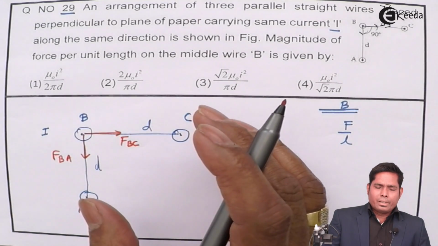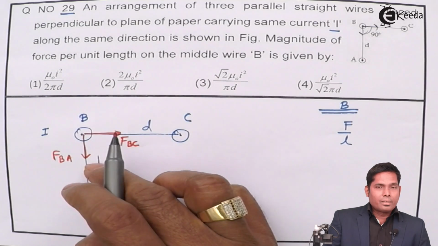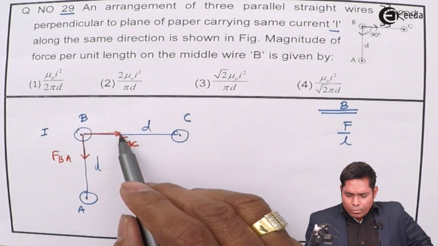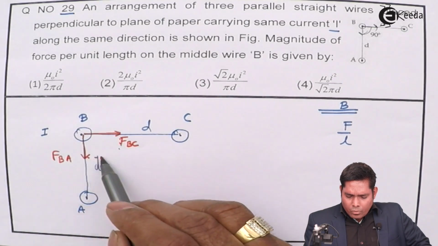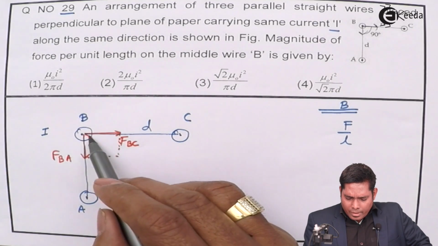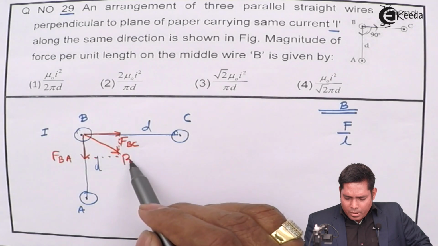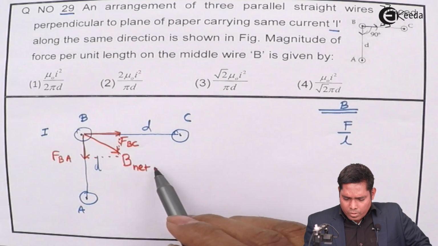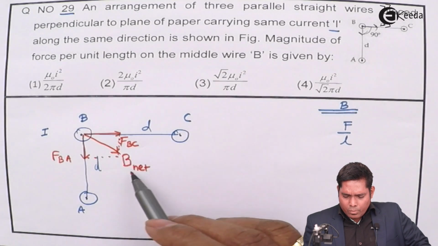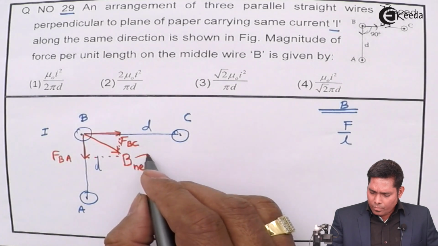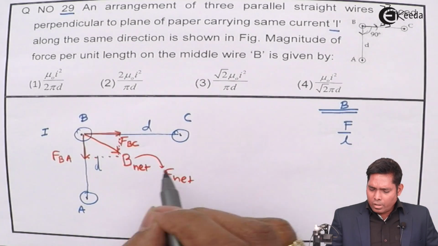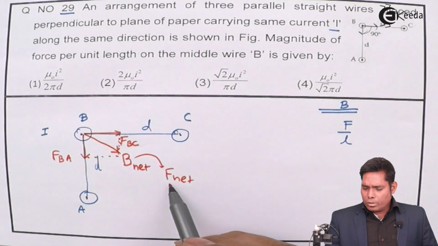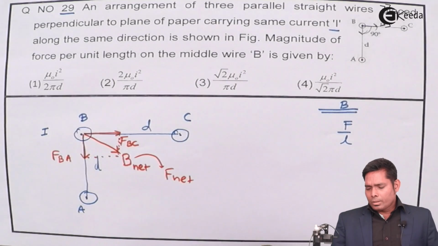So in resultant, these are the two forces acting, and these two forces will give a resultant force. Somewhere like that. This is the F net, the net force. You can also find net B, but we are interested in net force because we need the magnitude of force per unit length. So it is net force per unit length to find.